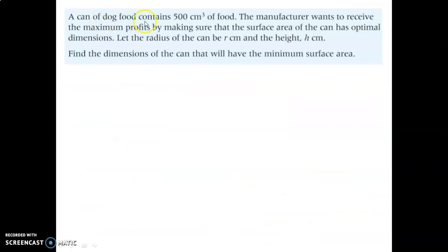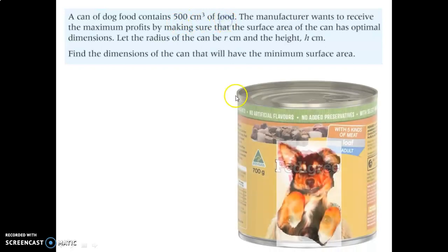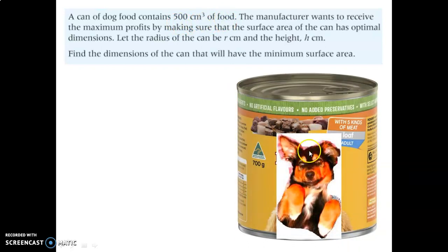Let's say we have a can of dog food which contains 500 cubic centimeters of food. So here's the can of dog food, and of course every label on any good can of dog food has my dog on it. There's my dog, beautiful dog. Okay, the manufacturer wants to receive maximum profits by making sure the surface area of the can has optimal dimensions. And what that would mean in this case is they want to minimize the can surface, because that will minimize their costs. So we want to minimize surface area.